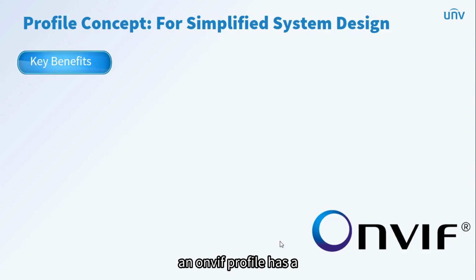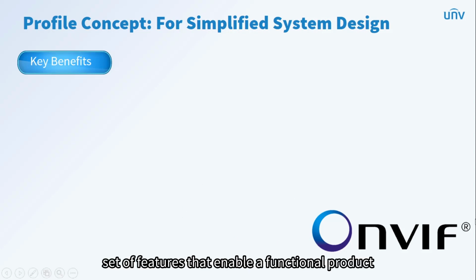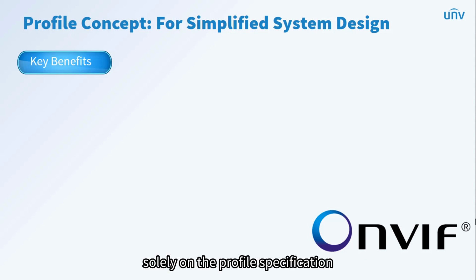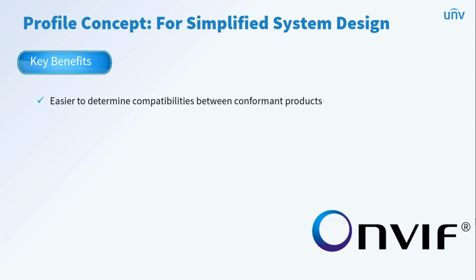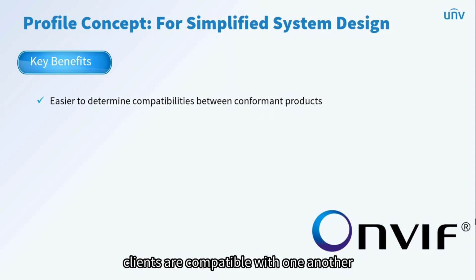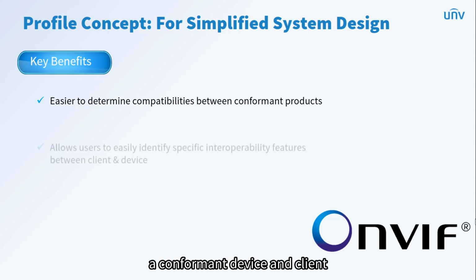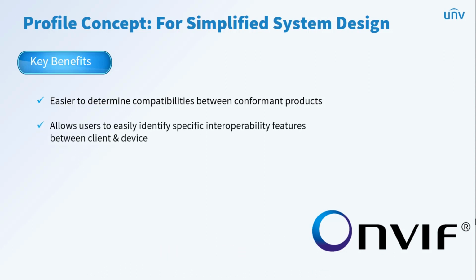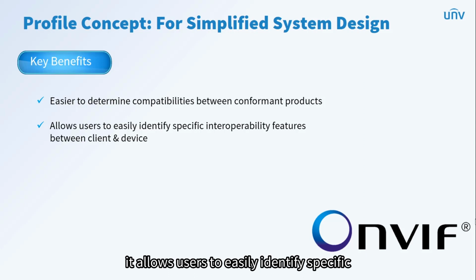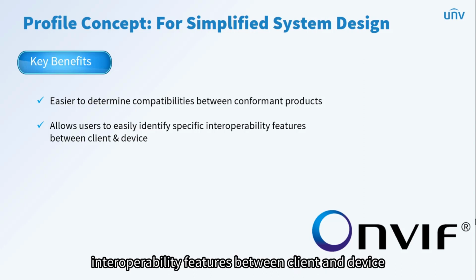An ONVIF profile has a fixed and comprehensive set of features that enable a functional product to be developed solely on the profile specification. ONVIF profiles make it easy to recognize how ONVIF conformant devices and clients are compatible with one another. An ONVIF profile has a fixed set of features that must be supported by a conformant device and client. It allows users to easily identify specific interoperability features between client and device.